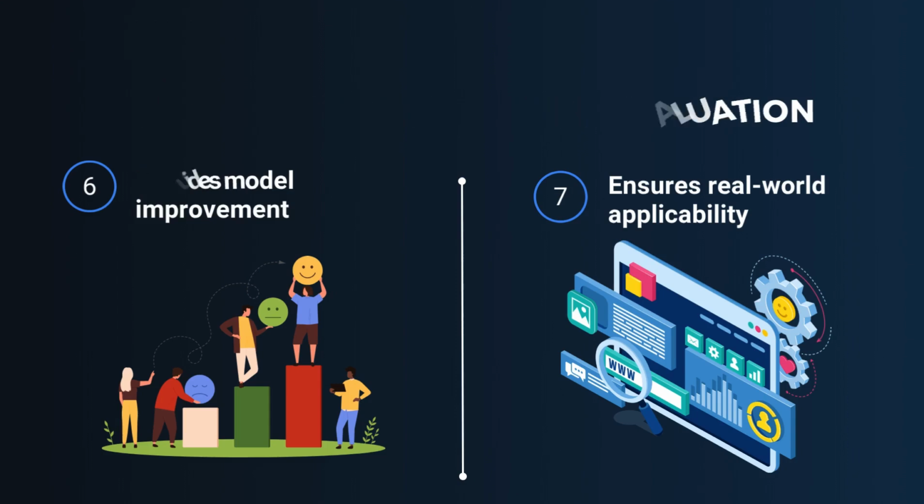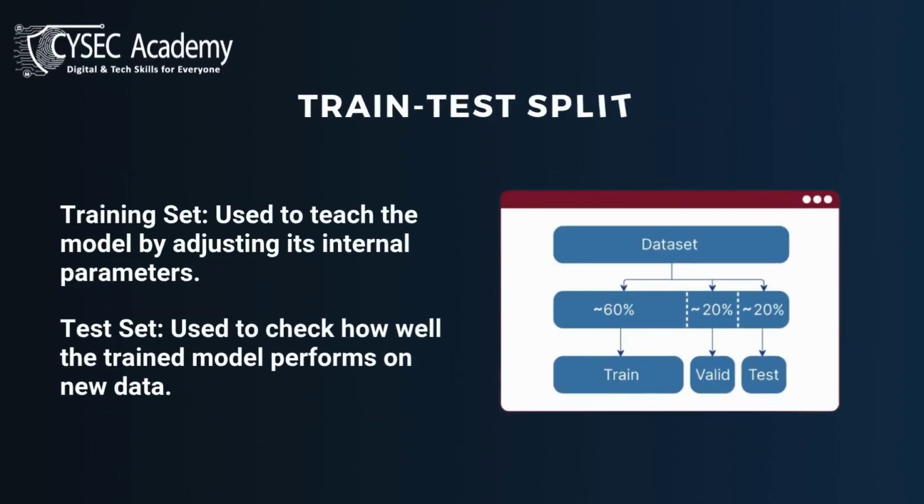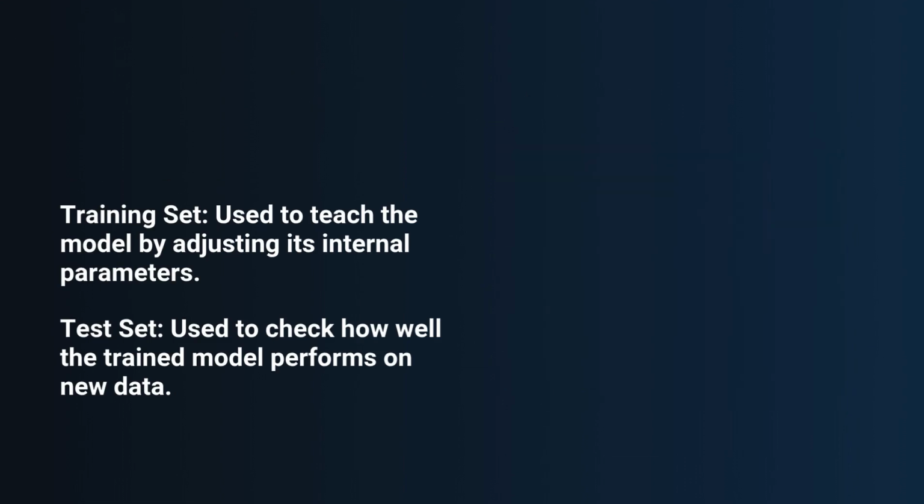Train-test split. The train-test split is a basic method used to evaluate the performance of a machine learning model. It involves dividing the dataset into two subsets, the training set and the test set. 1. Training set. Used to teach the model by adjusting its internal parameters. 2. Test set. Used to check how well the trained model performs on new data.